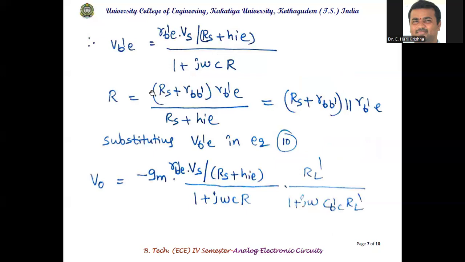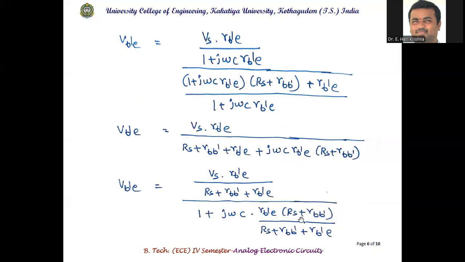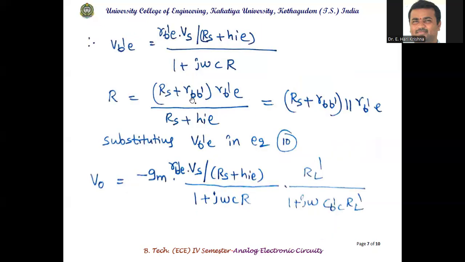So this can be written as VB'E is equal to RB'E into Vs by Rs plus hie, times 1 plus j omega CR. R is considered as this complete component, that is, the parallel combination of Rs plus RBB' with RB'E. Rs plus RBB' in parallel with RB'E gives this value R.